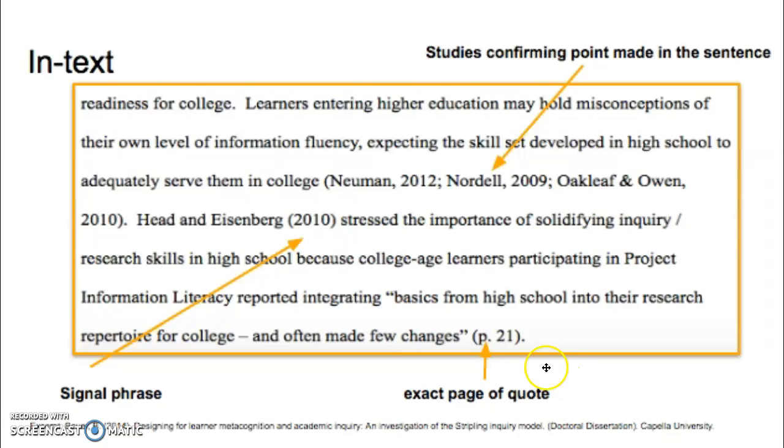Notice also, this as a signal phrase, it tells the reader that what I'm about to read comes from these researchers. So I'm giving them the proper credit. Notice that I end the quotation, then give the page, and then give the final period of the sentence.